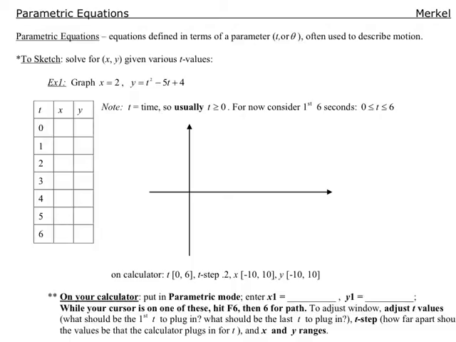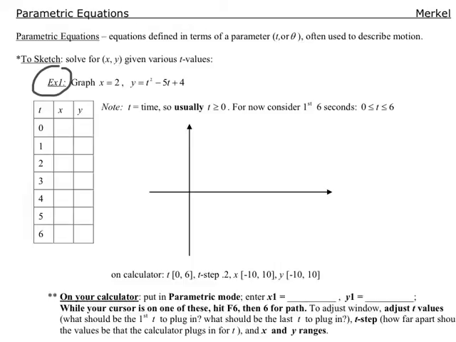They're often used to describe motion, and we're going to see there's going to be a major theme of motion in this chapter. To sketch, you're going to solve for x and y given various values of t. So I gave you guys this first problem, example 1. Graph x equals 2 and y equals t squared minus 5t plus 4.